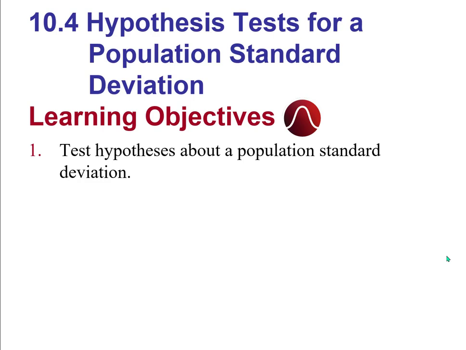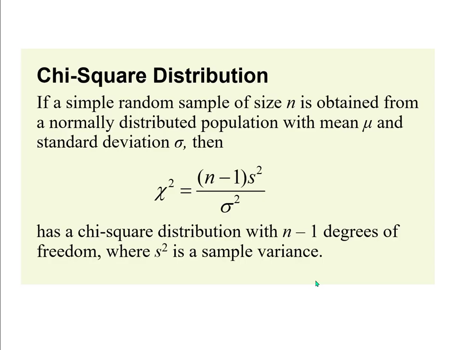Hey everyone! In this video we're going to be learning how to do hypothesis tests for population standard deviation. This is going to be similar to our other hypothesis testing, but specifically we're going to be working with standard deviation. So the distribution we're going to use in this case is called chi-square. The chi-square distribution has the following property.